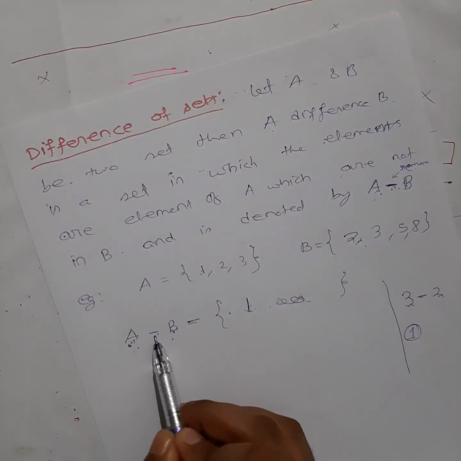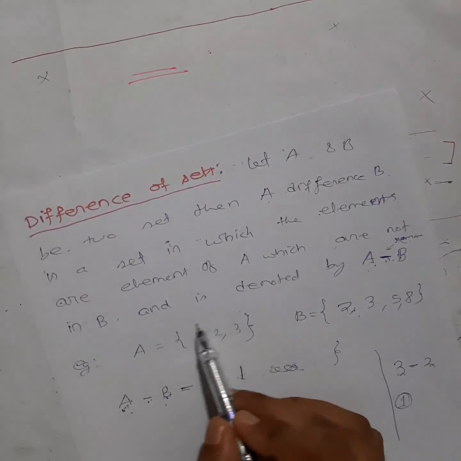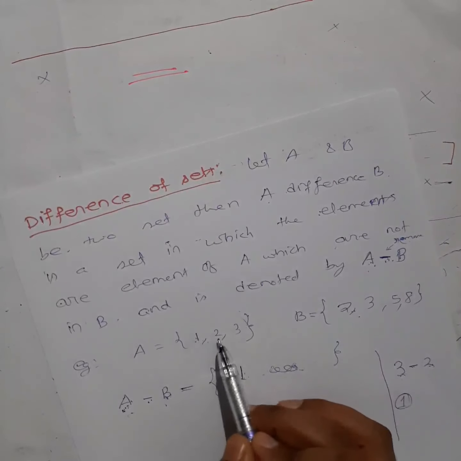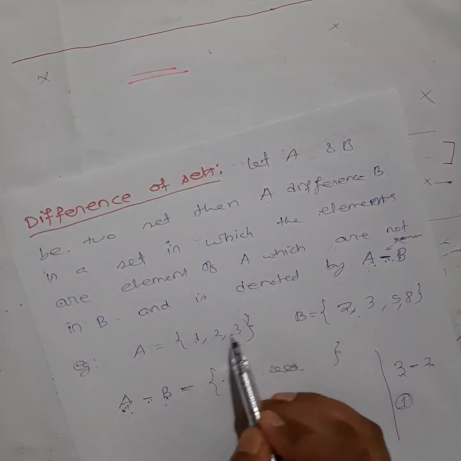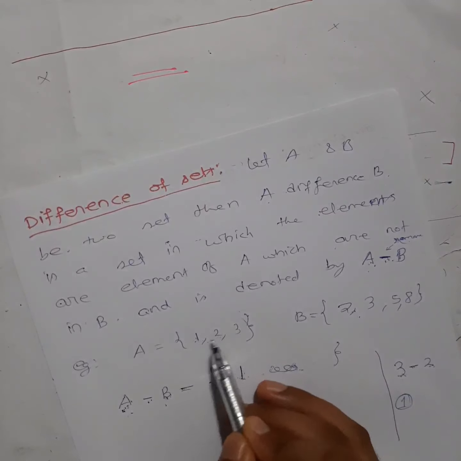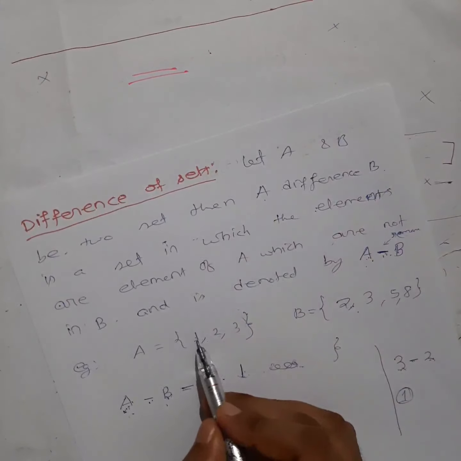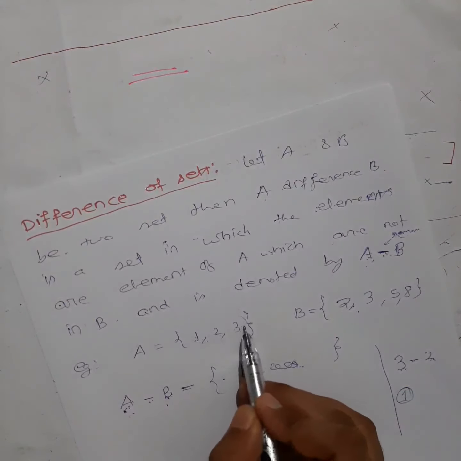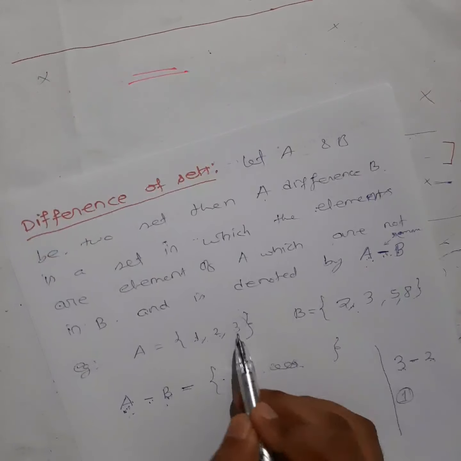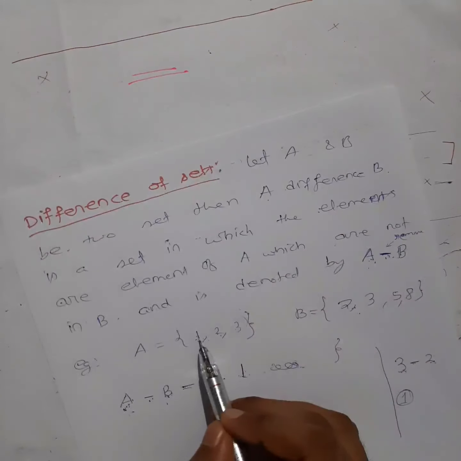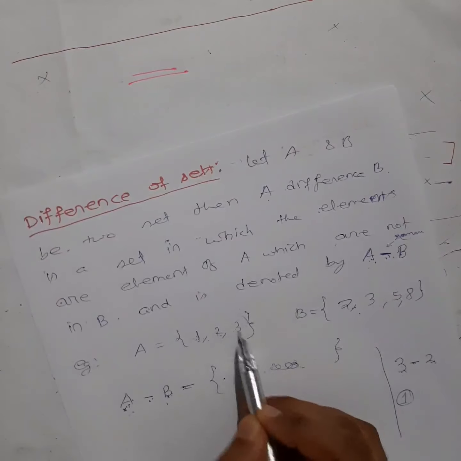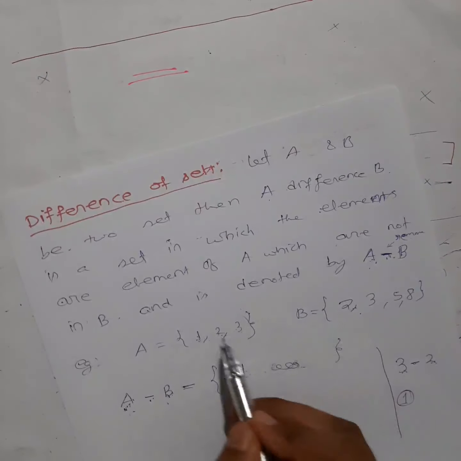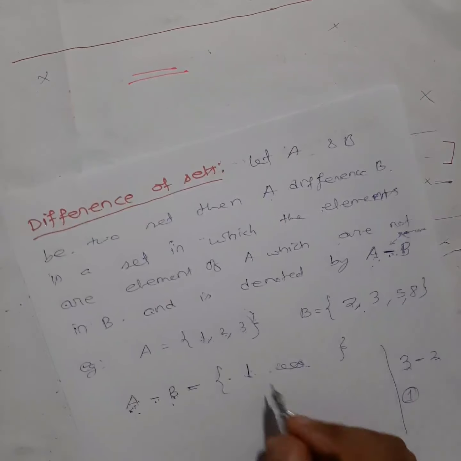From A, remove B. From A, remove B means what? Elements you have to remove, right? So from A, whichever is your B element, just remove those. From A, remove B means from A, whichever is your B element, just remove those. So from A, you can see which one is the B element. 2 and 3. You can see 2 and 3 are B elements, right? So remove that. So that will be the element.